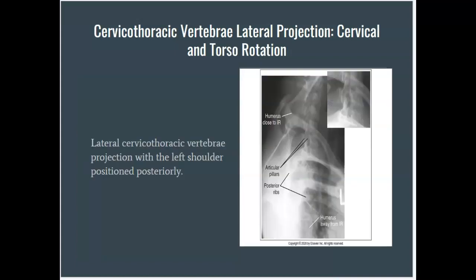When you move on to this projection, you can see that the humerus that is closest to the IR here is rotated posteriorly. So that should indicate to you that the side that is down closest to the IR is shifted posteriorly, and the shoulder that is away from the IR is anterior. So it's important to get that mid-coronal plane perpendicular with the IR so we can get an adequate image.